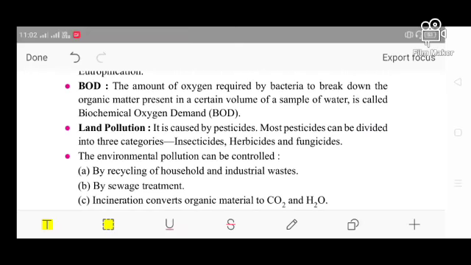After that, BOD, what is BOD? Biological oxygen demand, I have already discussed about. The amount of oxygen required by bacteria to break down the organic matter in a certain volume of sample of water is called the biochemical oxygen demand. Okay, so general thing.